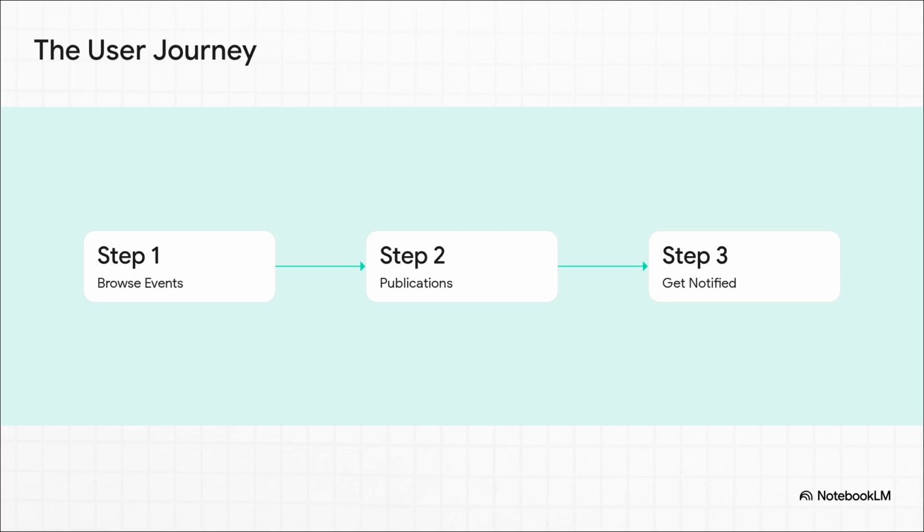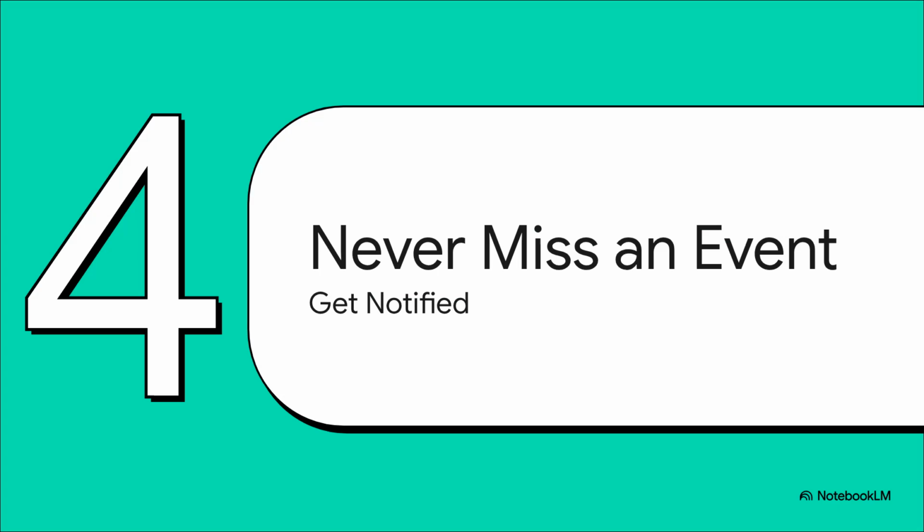Step 2, explore publications. So you don't just blindly register, you dig into the actual research and past papers to verify that the conference's focus perfectly aligns with your specific niche. And Step 3, which is arguably the most important for your long-term sanity, get notified. You actively set up a system within the platform so that moving forward, all this vital, curated information just comes directly to you.